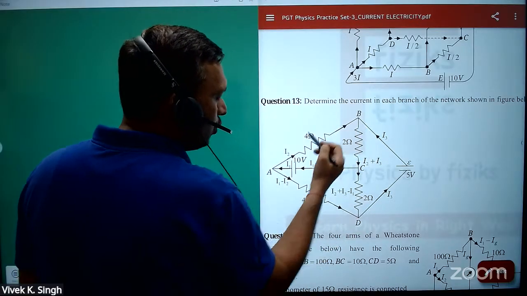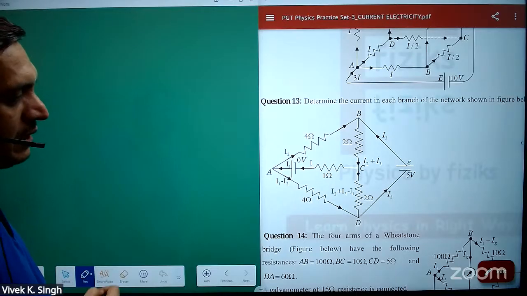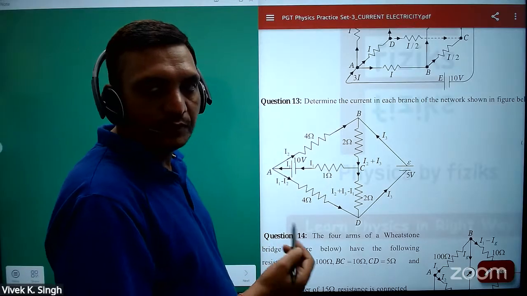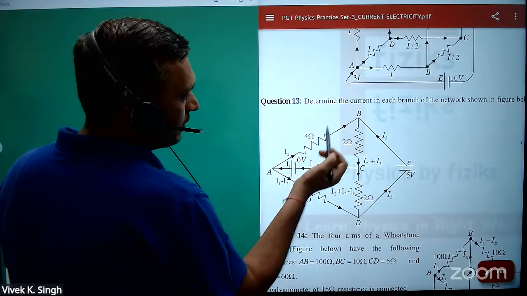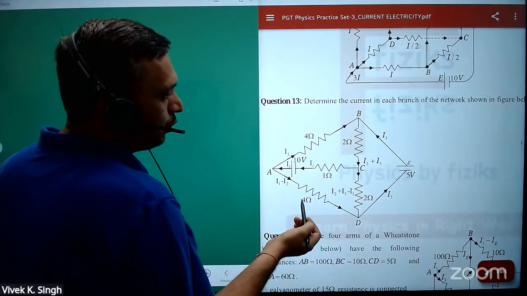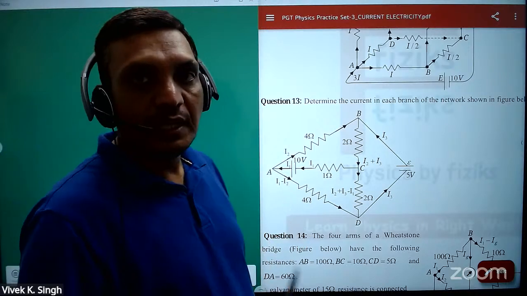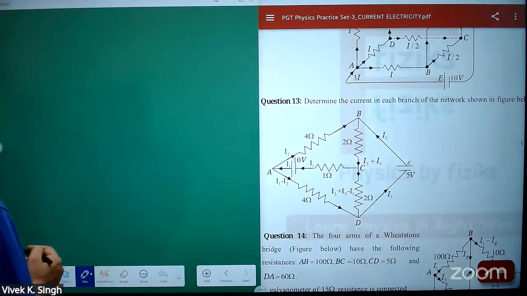So at each node, I have applied KCL, Kirchhoff's current law. The sum of incoming current is the sum of outgoing current. So you have to find these currents. There are three unknowns, I1, I2, and I3, so we need to set up three equations to find these values. Let's see how you will find them.